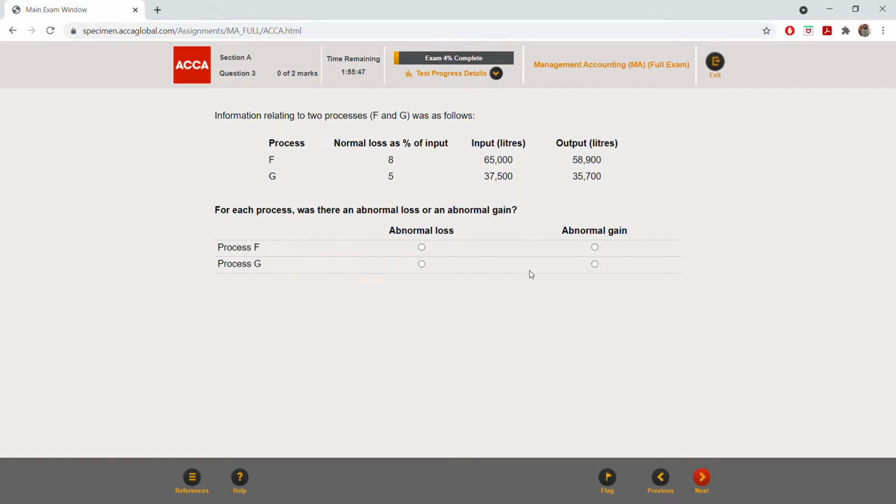Coming to this, this is something which could be complicated, okay, because working is required. So information relating to the two processes F and G were as follows. You have been given the normal loss, the input, the output, and for each process was there an abnormal loss or an abnormal gain. Okay, this is process costing. In process costing, we have abnormal gain also, we have abnormal loss also.